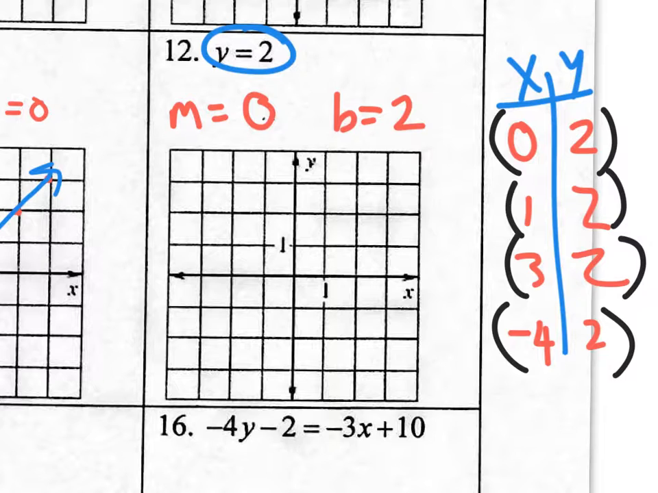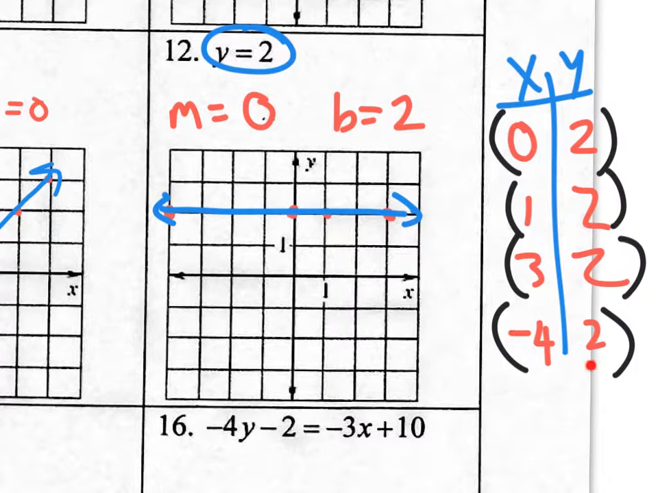what you end up with is this. Check it out. 0, 2 is right here. 1, 2 is right here. 3, 2 is over here. -4, 2 is over here. What kind of line do we get? A flat line. A line that has no slope that crosses the y-axis at 2. So you're probably thinking, well, why not just use this info? Crosses at 2, has no slope, totally flat. Yeah, you could use this if you want.